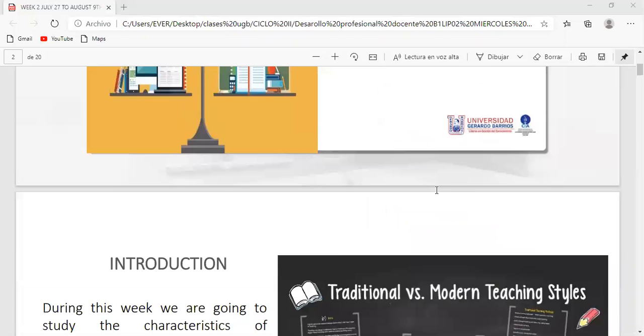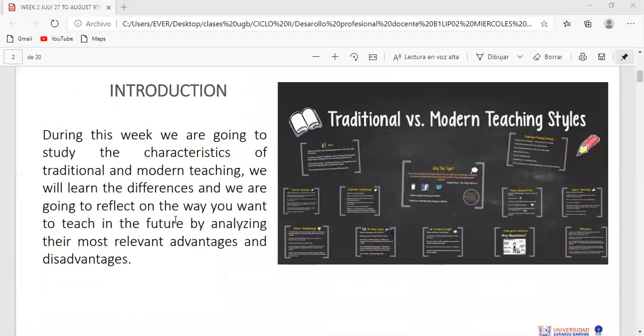So we're going to start by reading our introduction, and it says this way. During this week, we're going to study the characteristics of traditional and modern teaching. We will learn the differences and reflect on the way you want to teach in the future by analyzing their most relevant advantages and disadvantages. My objective for this class is that you're going to be able to differentiate, and to reflect about what kind of teacher you want to be in the future.